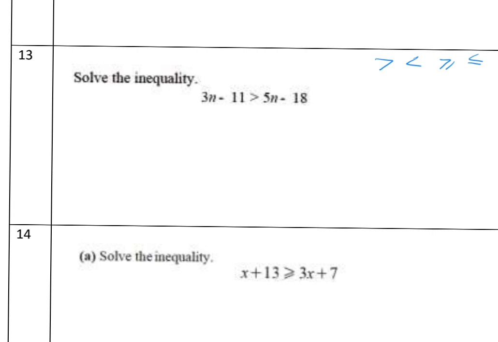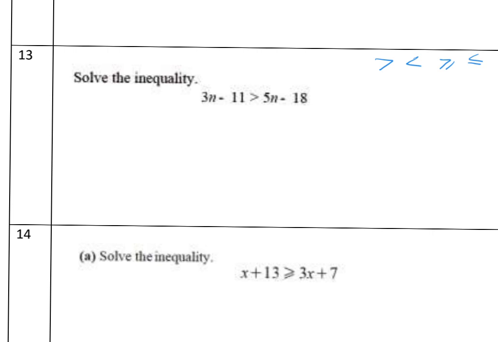When you solve inequalities, when you multiply or divide by negative number, this is a very important rule. When you multiply or divide by negative number, flip the sign. It changes the direction of the sign. If less than, will be more than. If more than, will be less than. This is the difference between solving inequalities and equation.